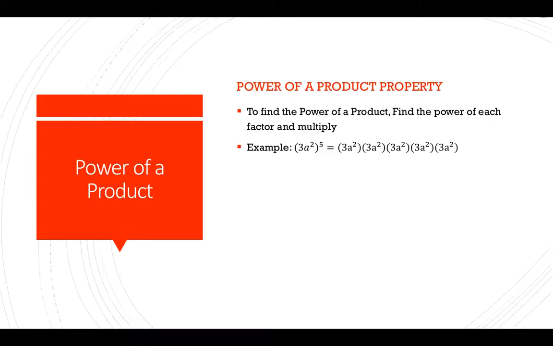So let's look at this example. We have 3a to the 2nd, to the 5th power. Well, we would expand that out and list all the factors. We expand it out to 3a to the 2nd power, and we'd have it 5 times. And then we're going to group all the factors together. So all the 3's are going to be multiplied together, and then all the a to the seconds will be multiplied together.